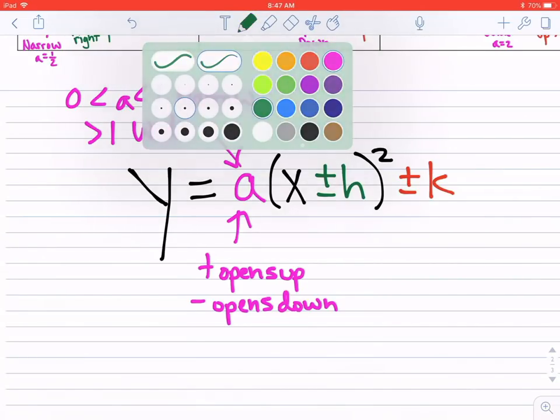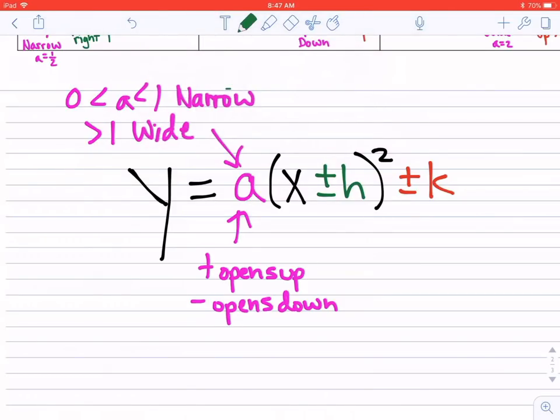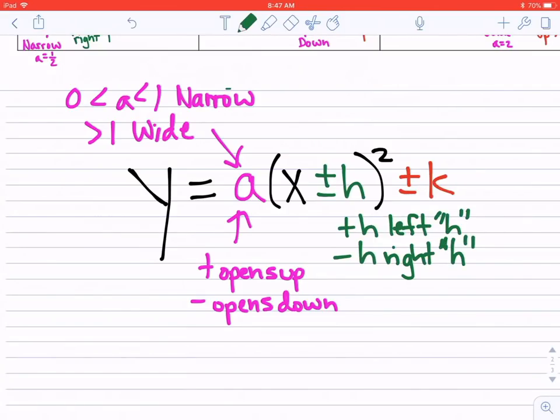The H goes right or left. If it's positive H, it goes to the left H units, however many that is. And if it's a minus H, it goes to the right H units. Like if that's a 3, it goes that many units. All right, and then the K is up or down. So positive K makes it go up, and a negative K makes it shift down.